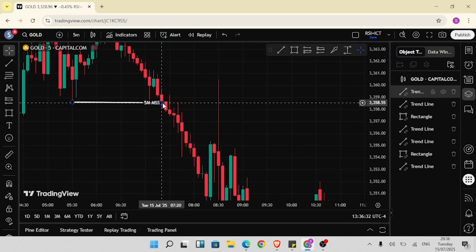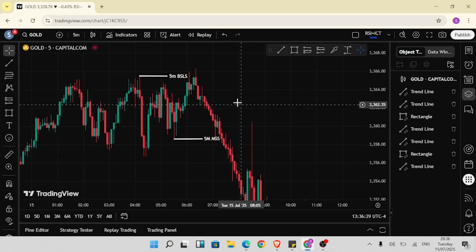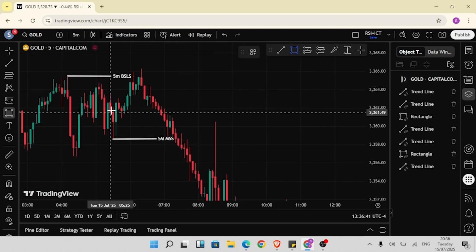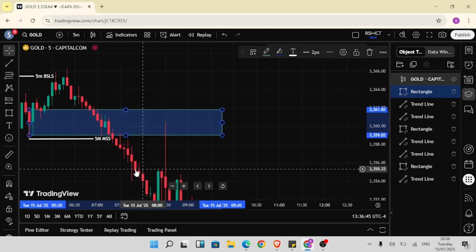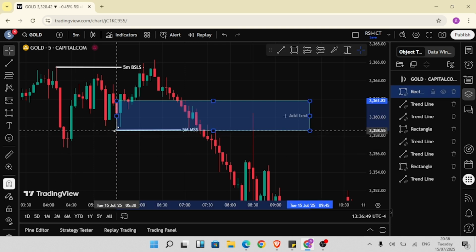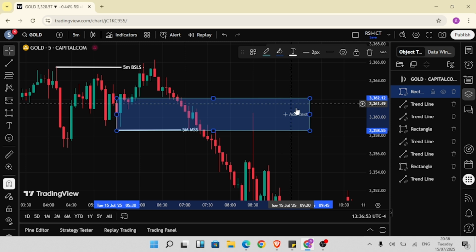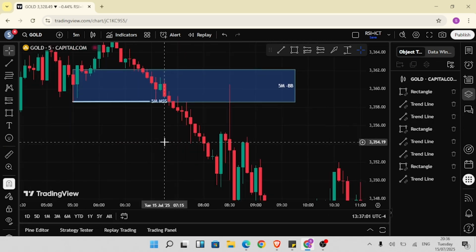So since we have a valid market structure shift, it means our breaker block, this last down close candle right here, becomes valid. Okay, so that is a 5-minute bearish breaker block. Now see what happened at this point.